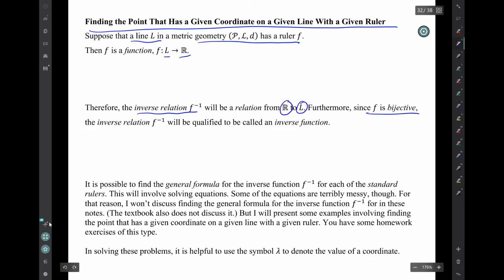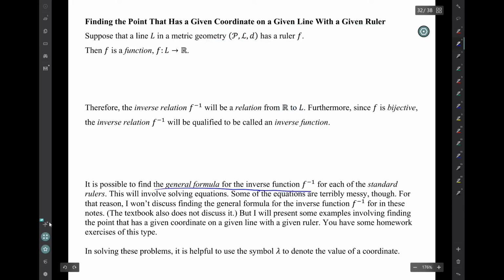And furthermore, since f is known to be bijective, remember that's one of the requirements for rulers, the inverse relation f superscript minus 1 will actually be qualified to be called an inverse function. Now it's possible to find the general formula for the inverse function for each of our standard rulers. That would involve solving equations, and some of the equations are terribly messy though. So for that reason I won't discuss finding the general formula for the inverse functions for each of those rulers in these notes. The textbook also does not describe it.